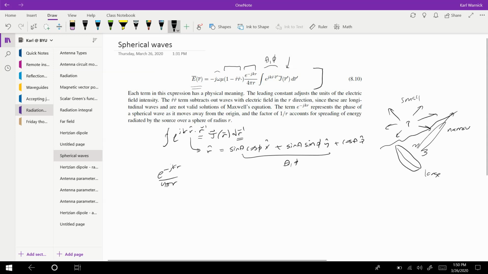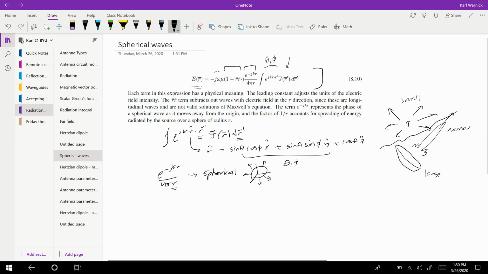And please don't forget that I use little r and big R interchangeably, just two different notations for the same thing. This is a spherical wave. Now, a spherical wave is much like a plane wave, except the phase fronts are not planes, they're spheres. So a spherical wave radiates outward radially away from the origin. Now, unlike a plane wave, the spherical wave changes in amplitude. That 4 pi r causes the field to decay in such a way that power is conserved.